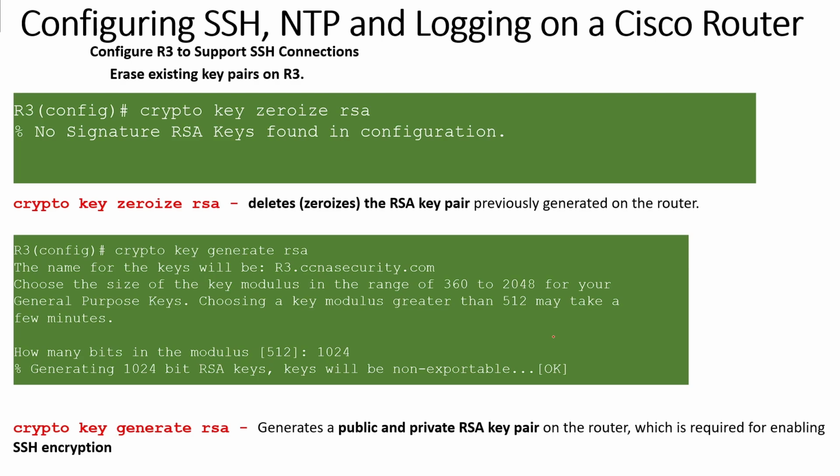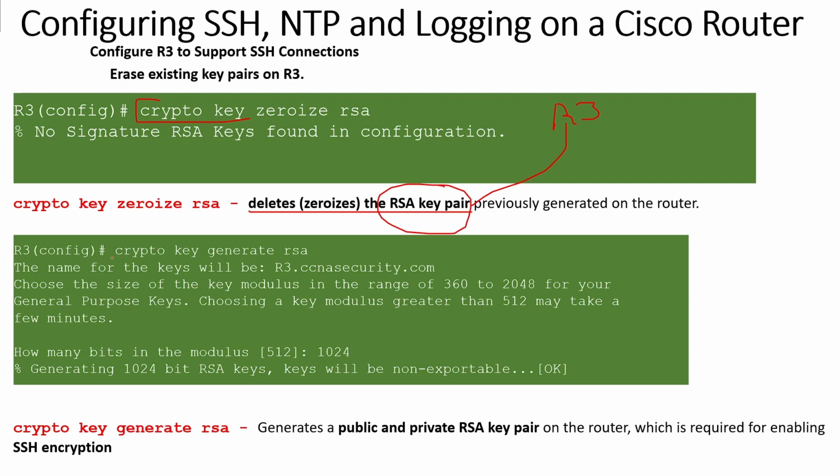In order for us to have encryption on SSH, to have password encryption on our SSH, we need to do these commands so that it can be enabled. First, we will erase existing key pairs with this command, crypto key zeroize rsa. This deletes any RSA key pair that was previously generated on the router. So it will delete the key that was generated by R3, because it will start from the very beginning.